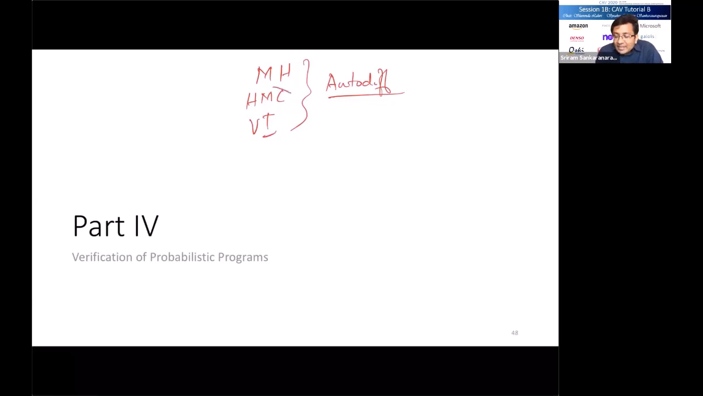Most of the languages that support HMC, VI, but by the way, MH doesn't need derivatives. Pure Metropolis Hastings doesn't need derivatives. But if you have these kinds of procedures that need you to take the derivative, well, you need to have a program that's differentiable. If it's not differentiable, you have to give up. And so automatic differentiation is a well-researched area. So people do a lot of that in these areas. And then programs that are not differentiable, they just throw up their hands and say, you can't do that. That's how the systems that I know work.